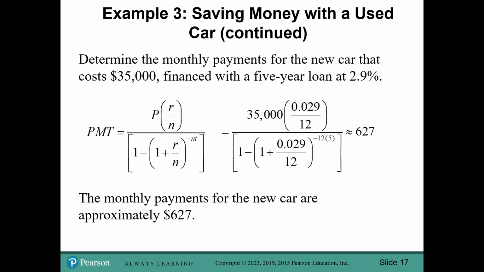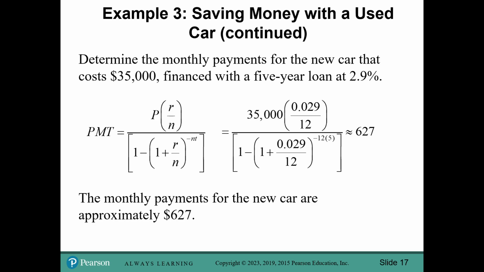So let's determine the monthly payments for the new car that costs $35,000 financed with a 5-year loan at 2.9%. Just restating everything that's in the question. So we're going to use that formula we've been using, the PMT formula here. All we're going to do is substitute these values in. So we're substituting $35,000 in for P, multiplying that by our rate here, 0.029.